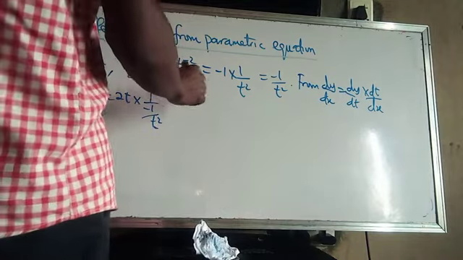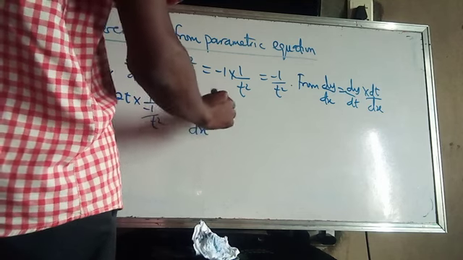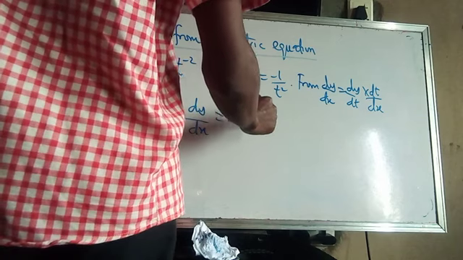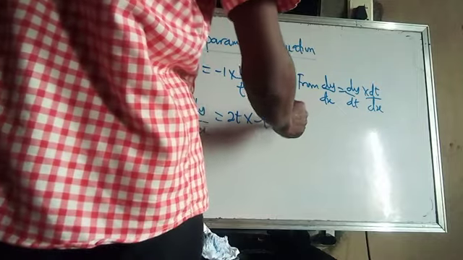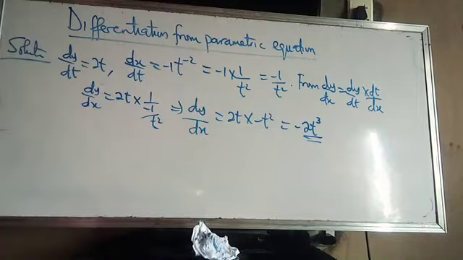So that will give us dy/dx will be 2t multiplied by minus t squared. So we have minus 2t raised to power 3. That's it. So now the second question.